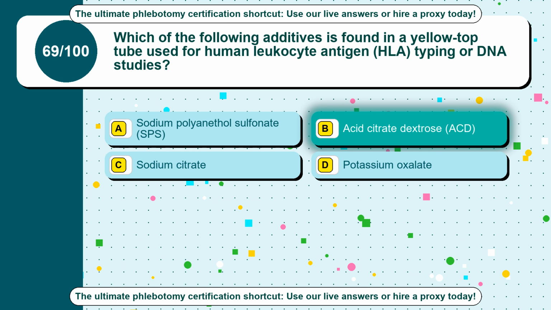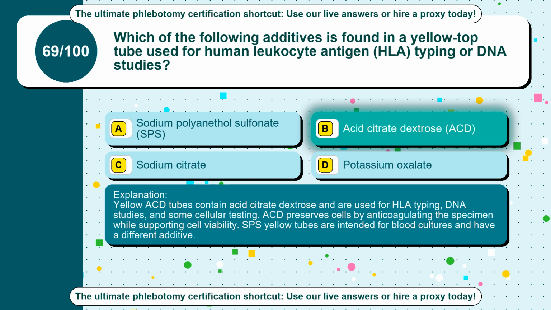Acid citrate dextrose, ACD. Yellow ACD tubes contain acid citrate dextrose and are used for HLA typing, DNA studies, and some cellular testing. ACD preserves cells by anticoagulating the specimen while supporting cell viability. SPS yellow tubes are intended for blood cultures and have a different additive.